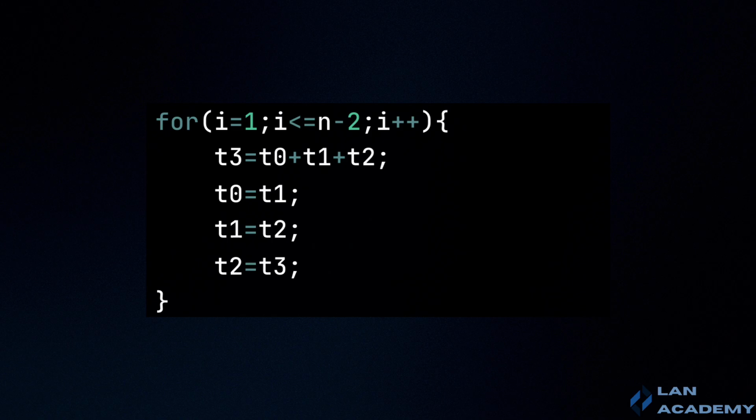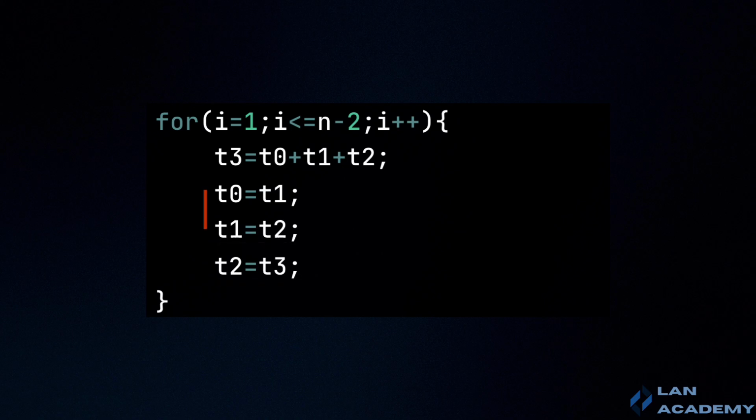For larger values of n, I employ a for loop to calculate the sequence iteratively. The loop runs from 3 to n since the first three terms, t0, t1, and t2, are already known and do not need to be recomputed. In each iteration of the loop, the next term, t3, is calculated as the sum of the three preceding terms, t0 plus t1 plus t2. After computing t3, I update the variables for the next iteration. t0 is updated to hold the value of t1, t1 is updated to hold the value of t2, and t2 is updated to hold the value of t3.